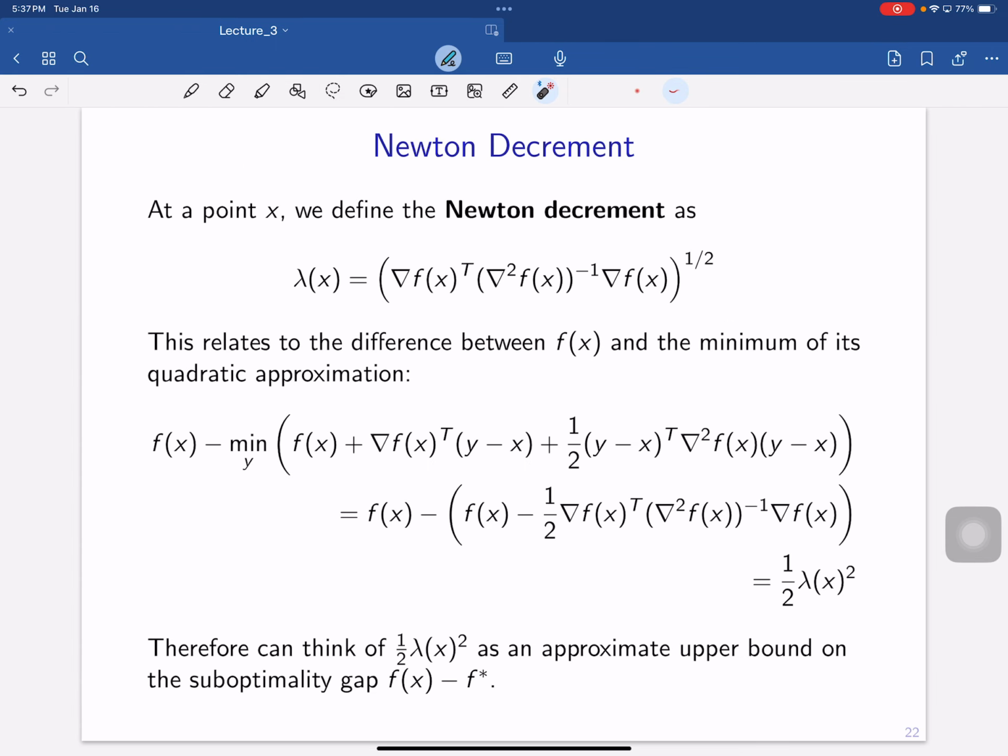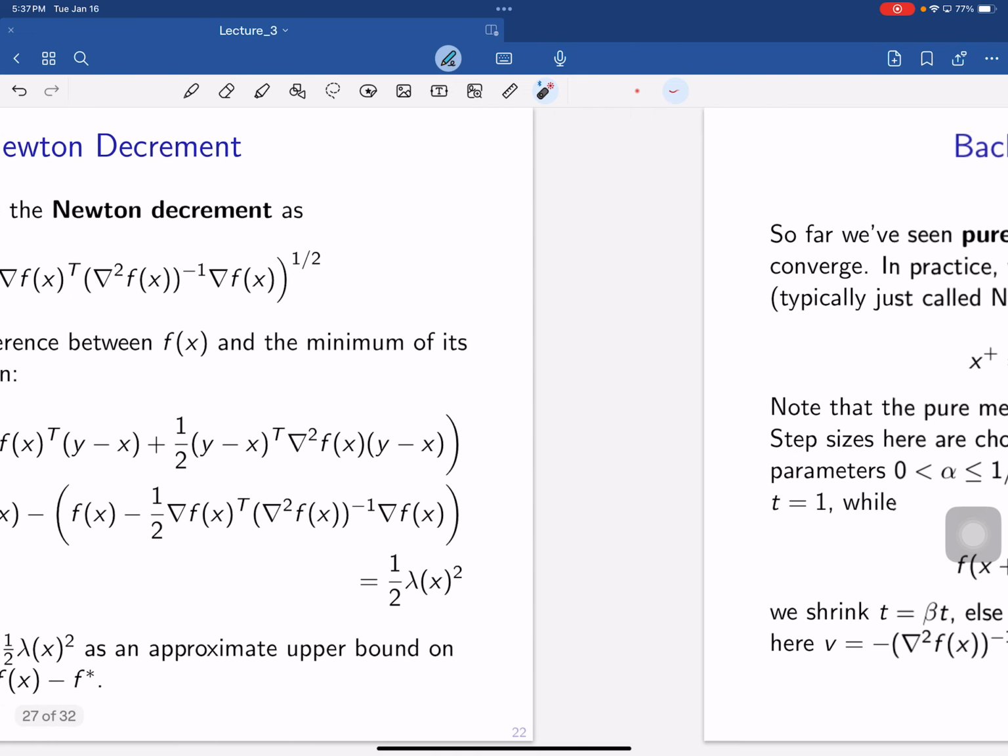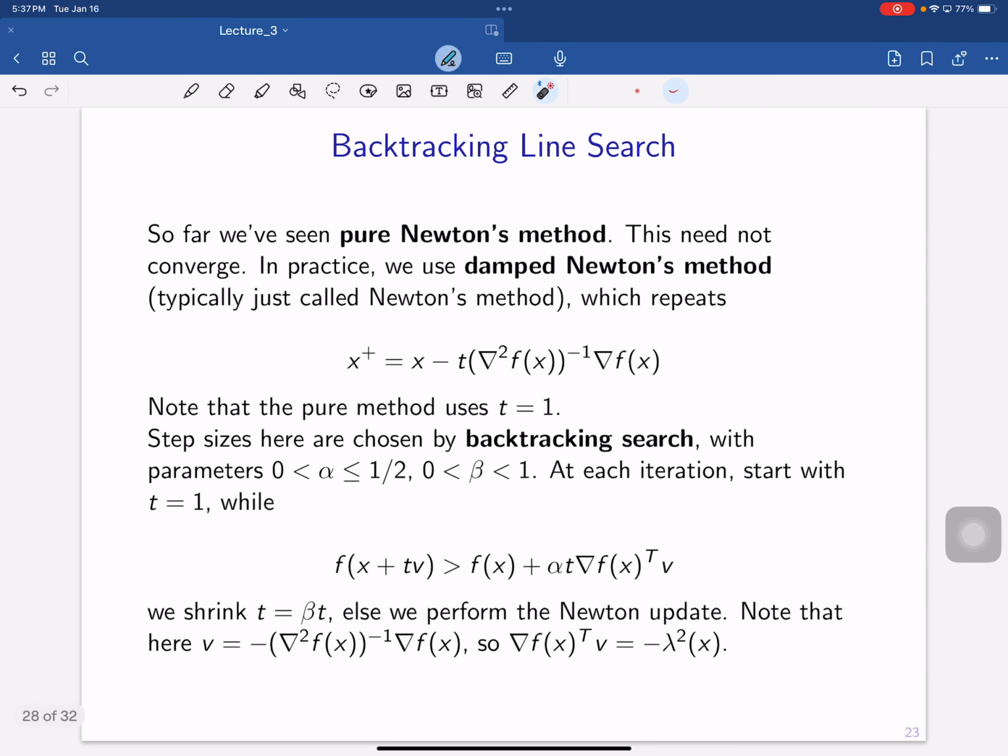Yeah, let me skip this part. You can take a look at this after class. And similarly, if you want to use Newton's method, there are also things related to line search. We can just do exactly the same line search as we did in gradient descent. There's nothing special here with respect to backtracking line search.